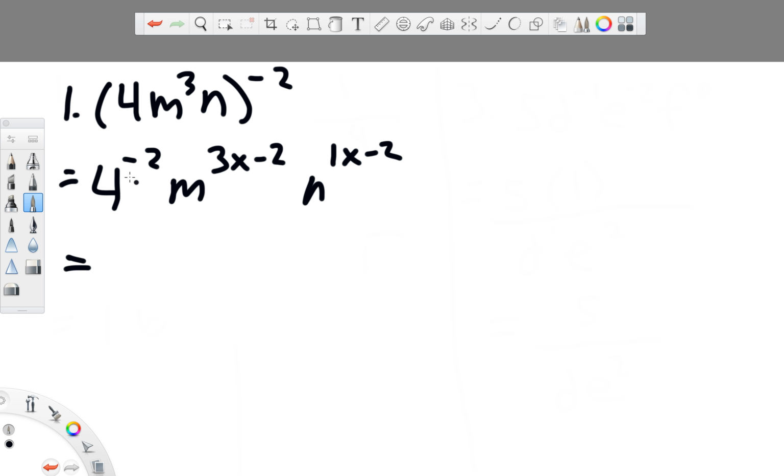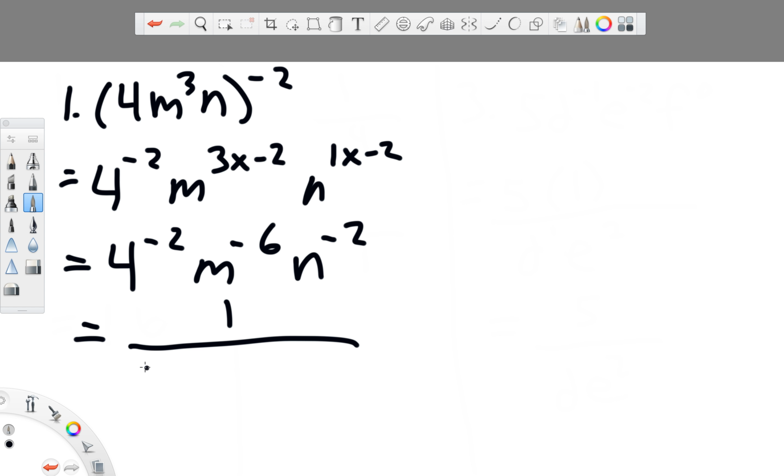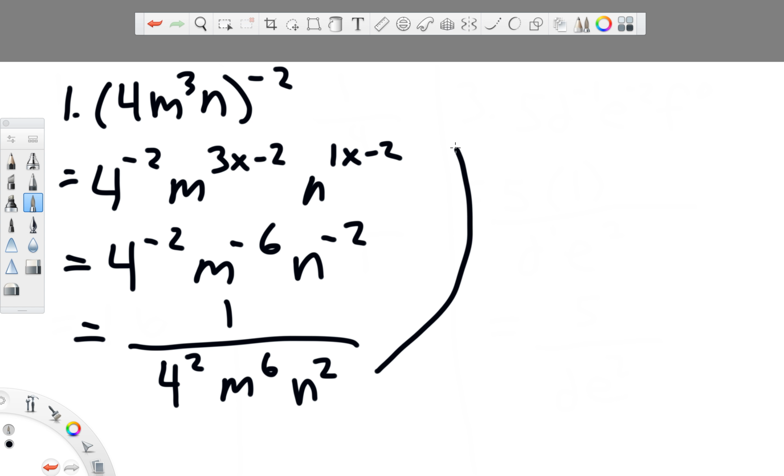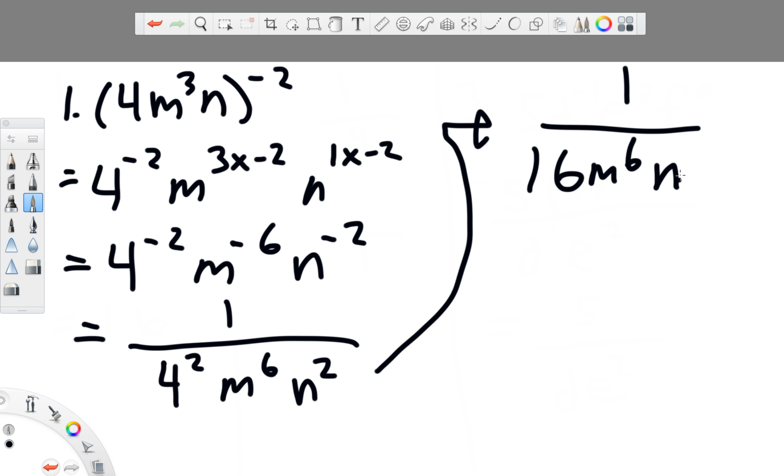This is going to equal 4 to the power negative 2. We'll simplify this a little bit. So m to the power negative 6 and n to the power negative 2. And they're all negative, so we can flip it over and write them as positive exponents: 4 squared, m to the power 6, and n to the power 2. And then we can simplify this further because we have a number to an exponent, so we can write it as a number, because 4 squared is 16, and then we have m to the power 6 and n squared.